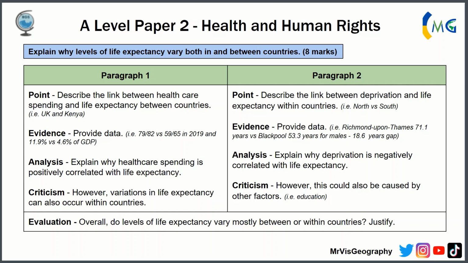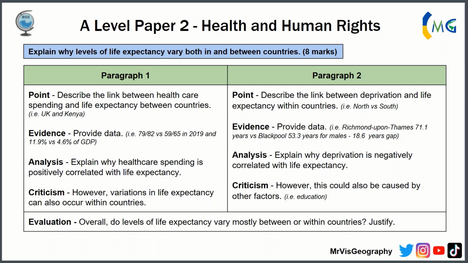You describe the link between deprivation and life expectancy within a country. So in this case, I'd focus on the UK and I'd look at the north-south divide. You provide some data for it, and the data I took was from the Geographical magazine, I think it was February 2020, about the North-South divide. In Richmond upon Thames, life expectancy for men is 71.1 years between 2015 and 2019, whereas in Blackpool it's 53.3. That's an 18.6 year gap between North and South.